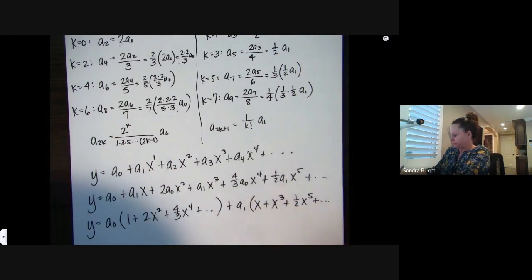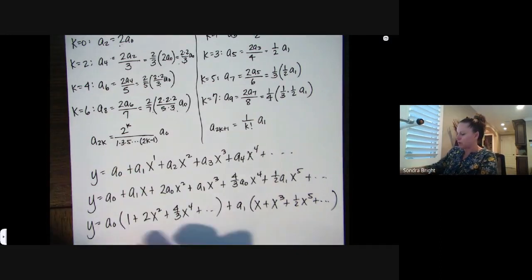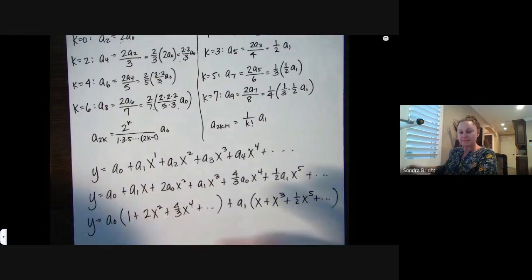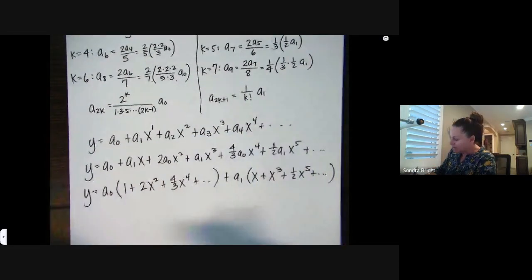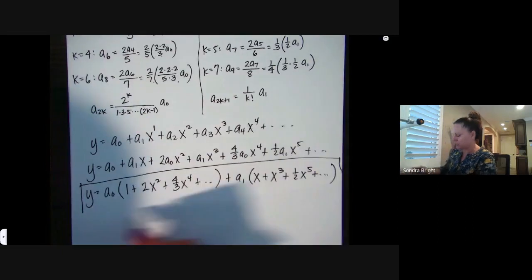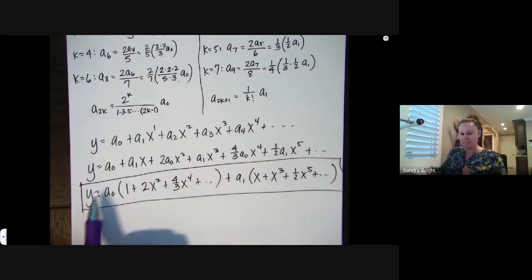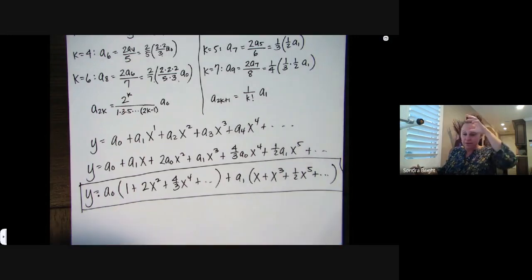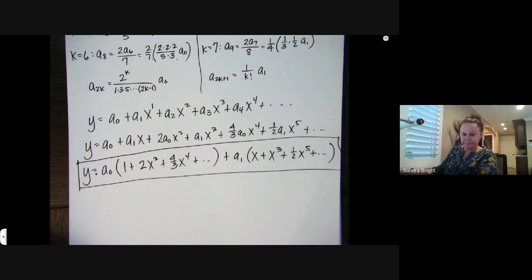And if you're not going to show me the pattern, you really should be including more terms. I found them, I just didn't put them in there because I ran out of room. But this is how you end up writing your answer if you cannot find the pattern, separating out the a naughts and the a1s. In this case, there really was a pattern, and so it ended up being.